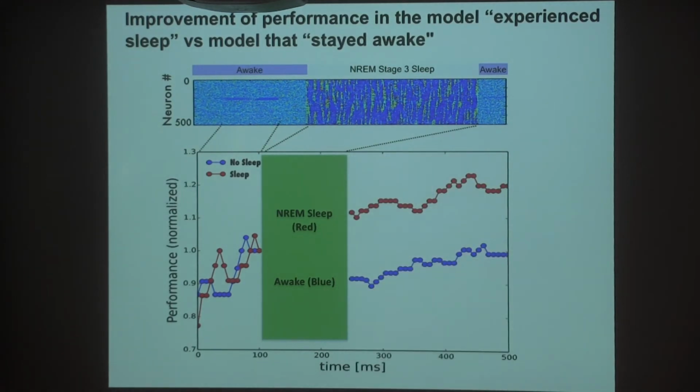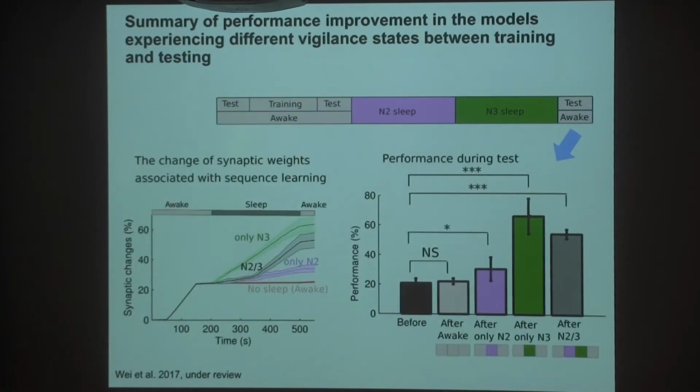And what we saw is that the performance of the model which was in sleep state during that period of time was significantly improved, while the performance of the model which was staying in an awake state all that time was slightly reduced or stayed the same. I'd like to emphasize the training was only done during the initial phase. So there was no training during sleep, and during the test, we just tested again. There is no additional training.